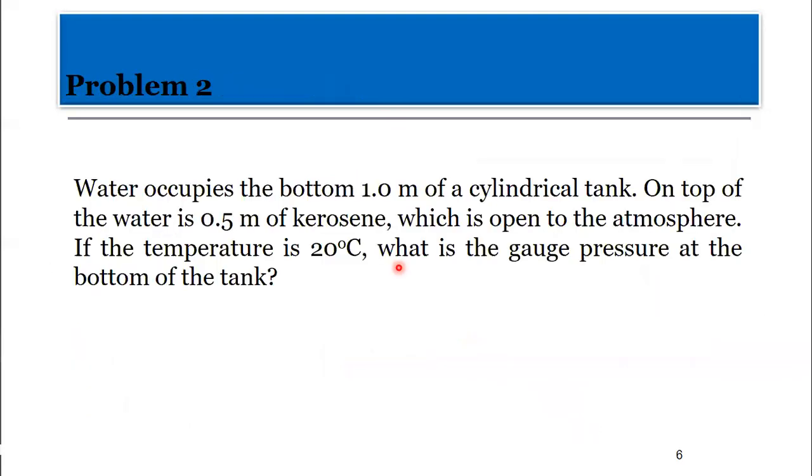Now, problem 2, we tackle this. Here we are saying that water occupies the bottom 1.0 meter of a cylindrical tank, on top of which, that's on top of the water, is 0.5 meter of kerosene, which is open to atmosphere. So that should tell you something. There's a hint there, and we'll get to that hint. If the temperature is 20 degrees Celsius, what is the gauge pressure at the bottom of the tank? It's interesting.